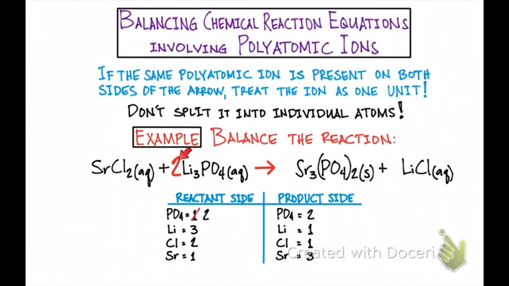Because we added a coefficient in front of the lithium phosphate, we have to recount the total number of lithiums. So here it's 3 times 2, a total of 6. So now you see that the lithiums are not balanced. We have 6 versus 1. So by simply adding a coefficient of 6 here, we would balance out the lithiums.